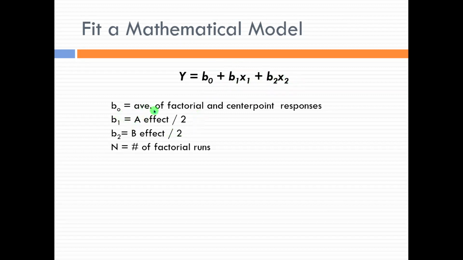Now, b naught is yung intercept. So this is just the average of the factorial and center point responses. So i-average lang natin siya. Tapos si b1 natin or m1 is the effect of the factor A over 2. So di-divide natin siya by 2. Kaya importante na kinompute natin yung effects. Tapos yung b2 natin or si m2 is just effect of factor B divided by 2. Okay, tapos N will be now our number of factorial runs.